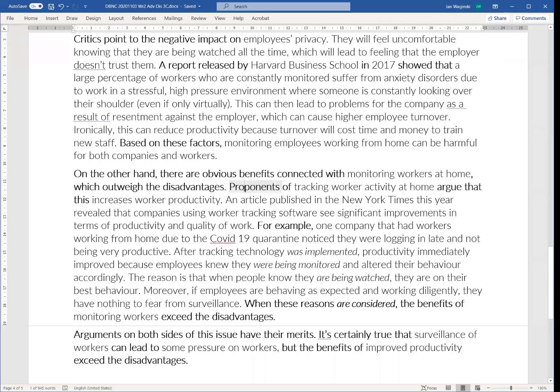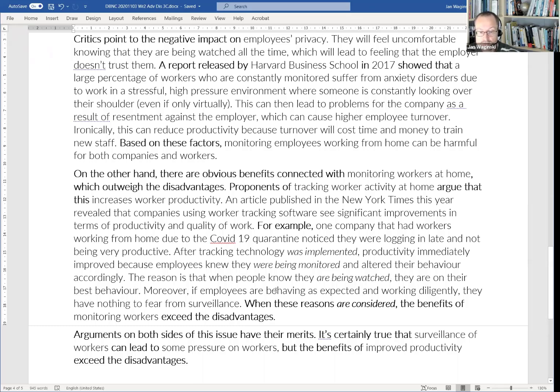Proponents instead of critics. Proponents of tracking worker activity at home argue that this increases worker productivity. An article published in the New York Times this year revealed that companies using worker tracking software see significant improvements in terms of productivity and quality of work. For example, one company that had workers working from home due to the COVID-19 quarantine noticed that they were logging in late and not being very productive. After tracking technology was implemented, productivity immediately improved because employees knew they were being monitored and altered their behavior accordingly. The reason is that when people know they're being watched, they are on their best behavior.